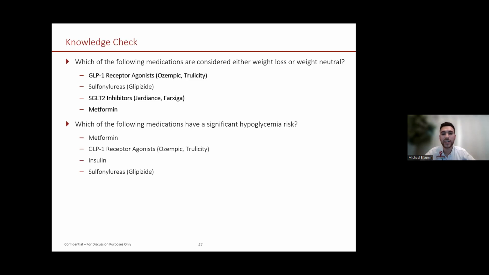Then we have: which of the following medications have significant hypoglycemia risk? So we have metformin, GLP-1s, things like Ozempic, insulin, and sulfonylureas. And really, the GLP-1s and metformin don't have a significant hypoglycemia risk, but insulin and medications that release insulin in our body, sulfonylureas, will cause low blood sugar.